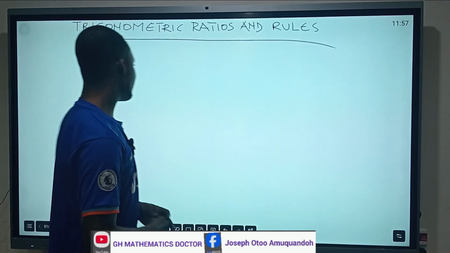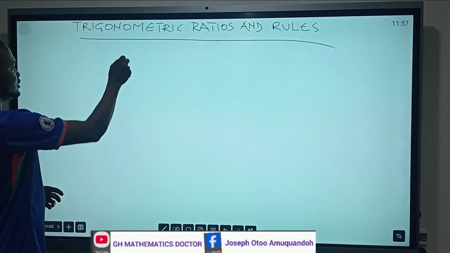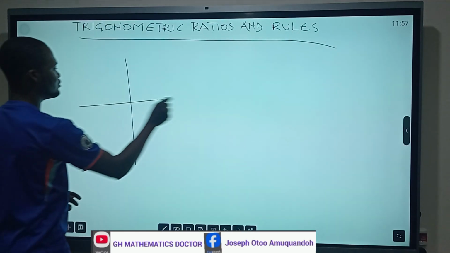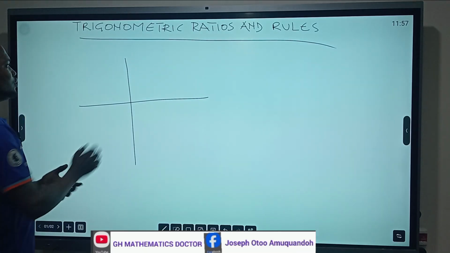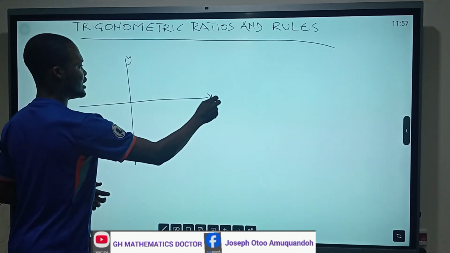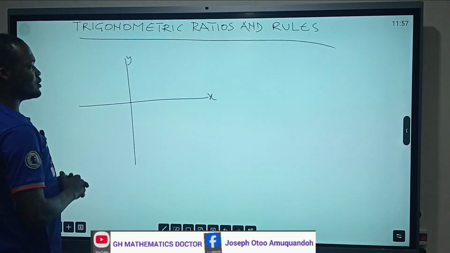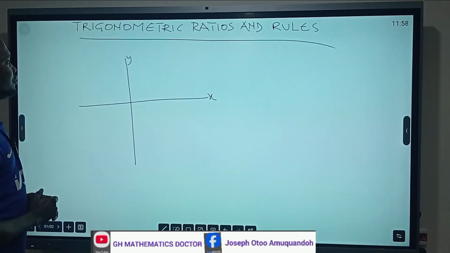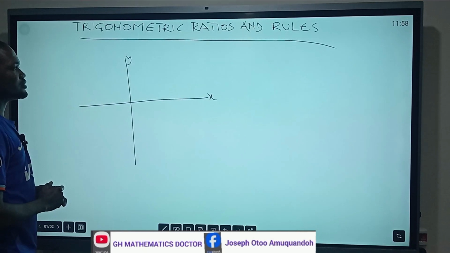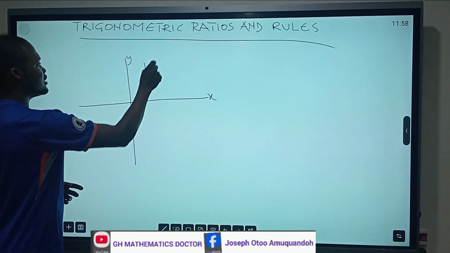We are going to use our Cartesian plane to determine our trig ratios. So this is our Cartesian plane. We have the y-axis, we have the x-axis. Now, the quadrant where we can find both x and y to be positive will be our first quadrant.